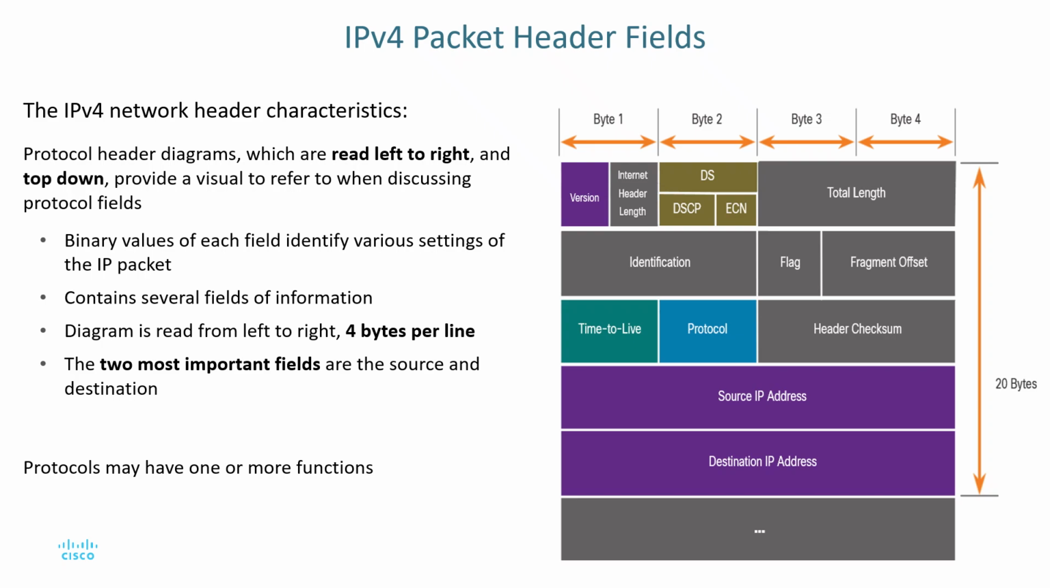They do contain several fields of information. However, you will only learn about certain ones. The most important ones right now in this particular slide are the ones in purple. Your diagram again is read from left to right, 4 bytes at a time, or 4 bytes per line. And the two, again, most important fields are the source and the destination. So the 3 items in purple.